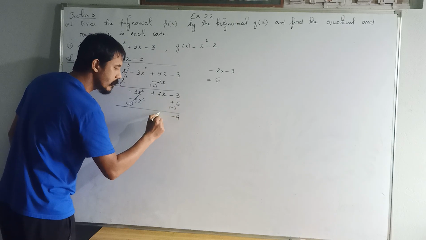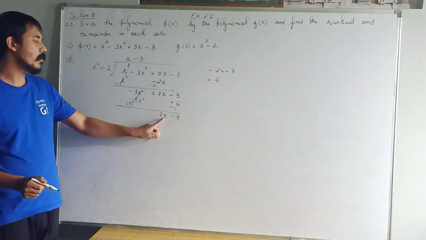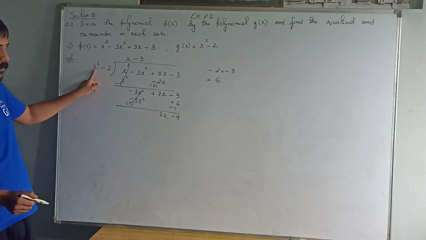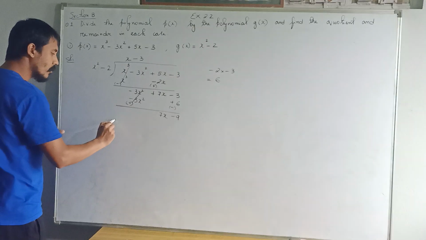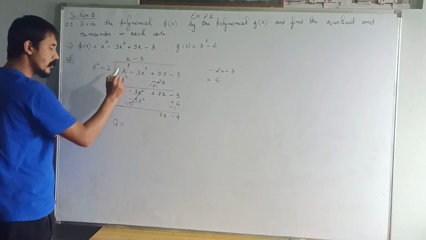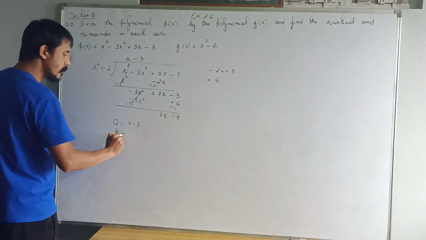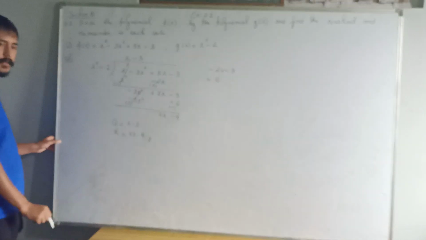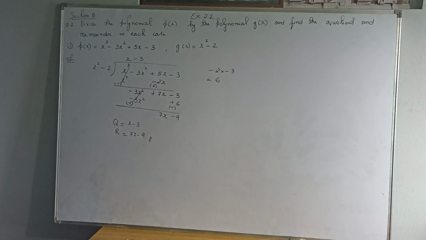And then what do we have here? 7x. So no division can be performed because the power of this term is smaller as compared to the power of your divisor. So we stop the division there. After dividing, we get the quotient, as we are asked to find the quotient and remainder in each case. So your quotient is x minus 3 and your remainder is 7x minus 9. This completes your first question. Okay? You can do it.